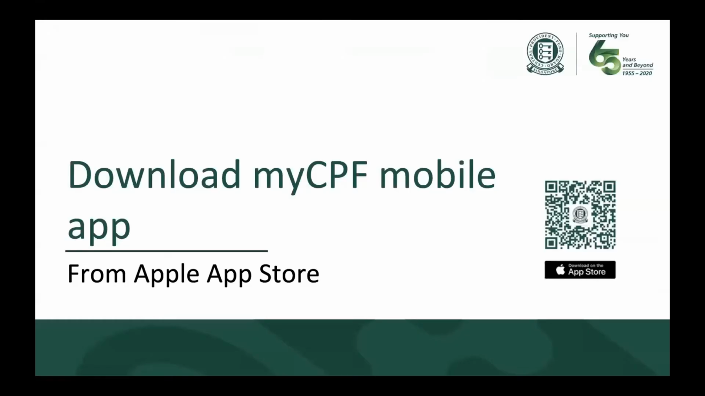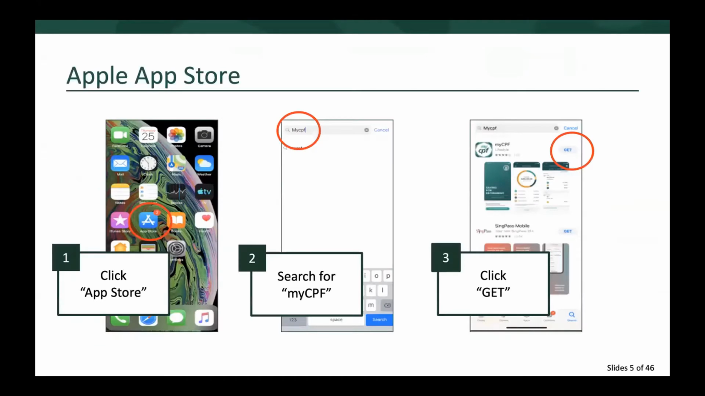And so why don't we do this first? For those who are using an Apple phone, an iPhone, maybe you would like to download the application first, or if you already have it, just bear with us while we walk through the steps. For those that are using iPhone, please go to your App Store, search for myCPF, and then download the application from the Apple App Store.